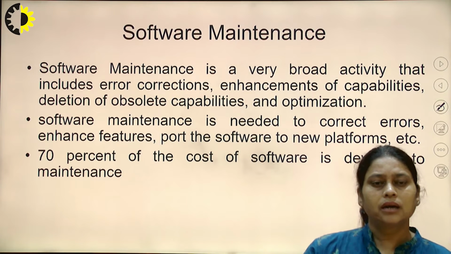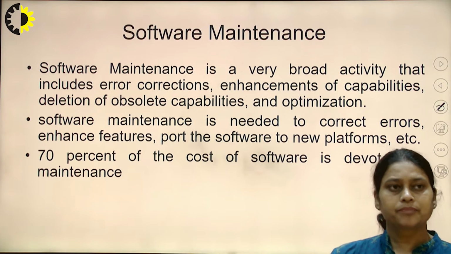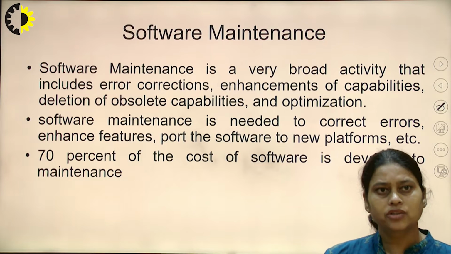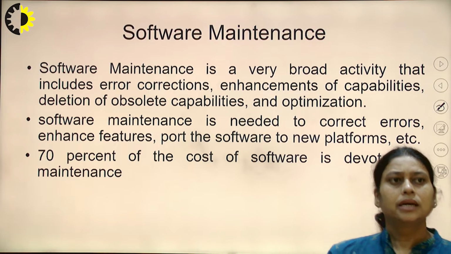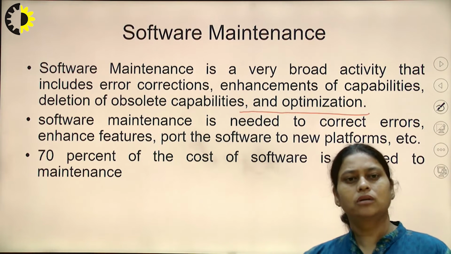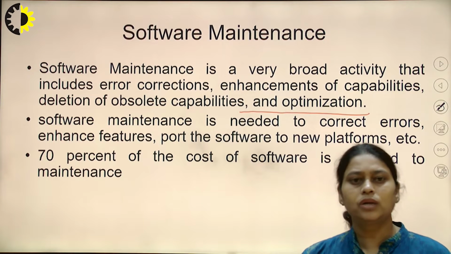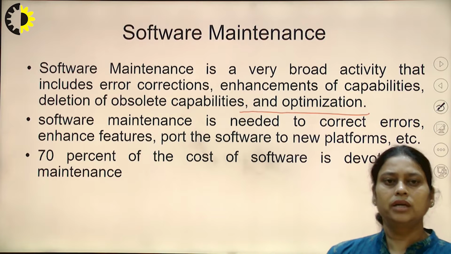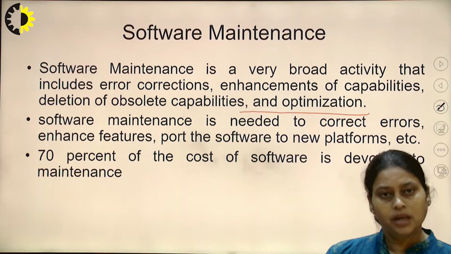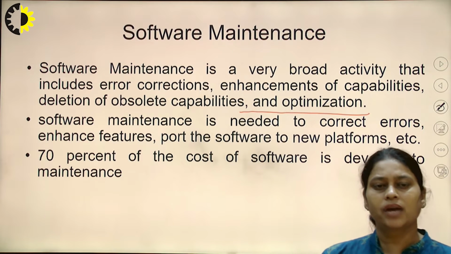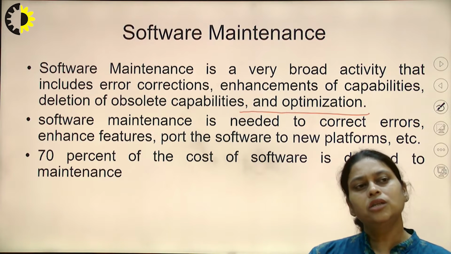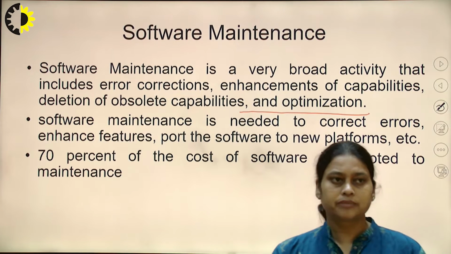Now, what is the definition of software maintenance? Software maintenance is a very broad activity that includes error correction, enhancement of capabilities, deletion of obsolete capabilities, and optimization. In maintenance, we not only modify our software and reduce some errors, but we also enhance some features in the existing software. We have to port our software into the new environment. All these things come under maintenance.